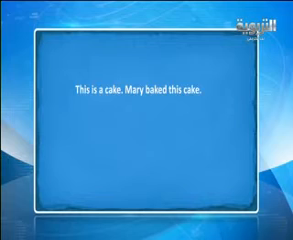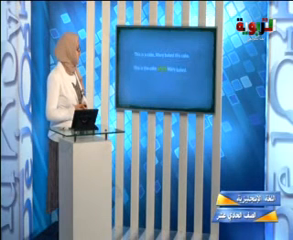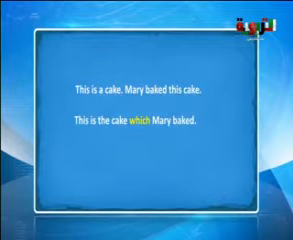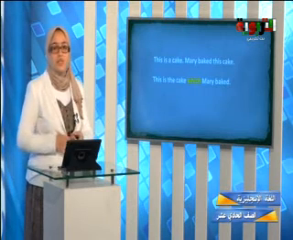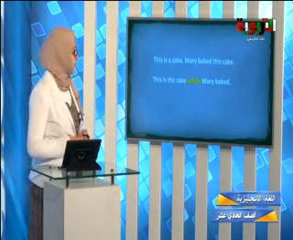Next one, this is a cake. Mary baked this cake. So once again, we have a subject here, and it is a person, and this person is alive. So which of the key words should be used here? That is correct. It is in fact which, because we are taking the cake and emphasizing it at the beginning of the sentence. So this is the cake which Mary baked. The emphasis is not on Mary here, it is on the cake. And it has some references to the active and passive voice, this sentence.